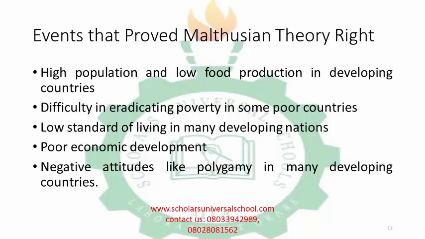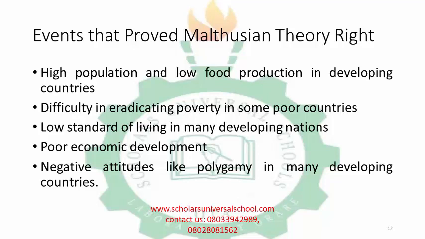Now let's look at the events that has proved him right. The first event is a high population and low food production in developing countries, having Nigeria among the developing countries. We have so many West African countries that are classified under developing countries, still having a high population and low food production. So what is happening in all these developing countries has helped to prove Thomas Malthus right and his theory to actually be right.